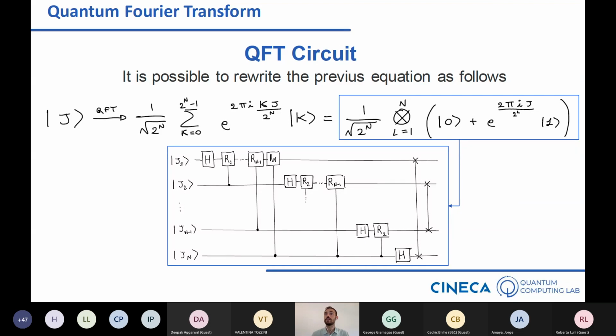What is the exponent of the 2? 2 to the L here. L is the summation index.